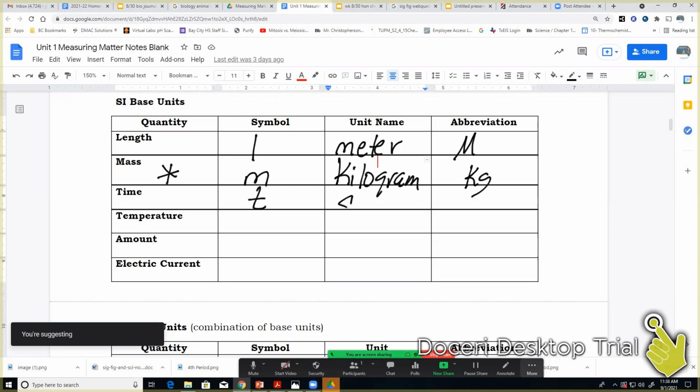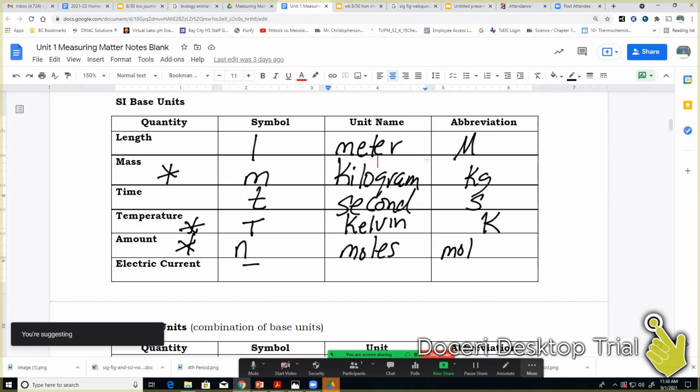Time, little t. Second, S represents that. Temperature, big T, and we use Kelvin, even though that's not used a lot in the United States. On the Kelvin scale, there are no negative numbers, so that's why it's nice to work with. Big K. Amount, we also use that a lot. Little n, which stands for moles. MOL is the abbreviation.